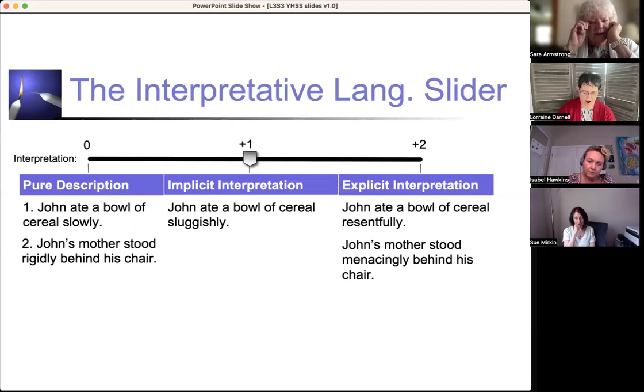But I think coming up with these questions is really important, because that's when you learn, right? So good for you. I would put that as a different example of pure description, and knowing that is part of the process of getting a handle on this. Any other ideas for an implicit way to interpret John's mother standing rigidly behind his chair? You don't have to do this, but I think the effort of struggling might be useful.